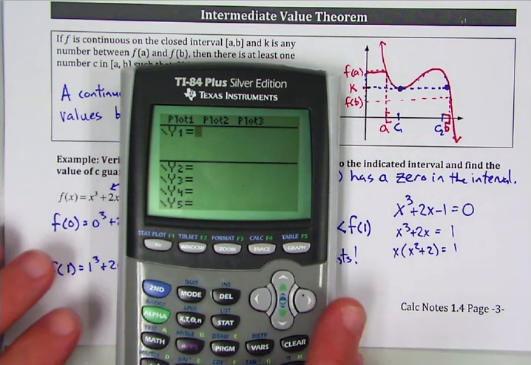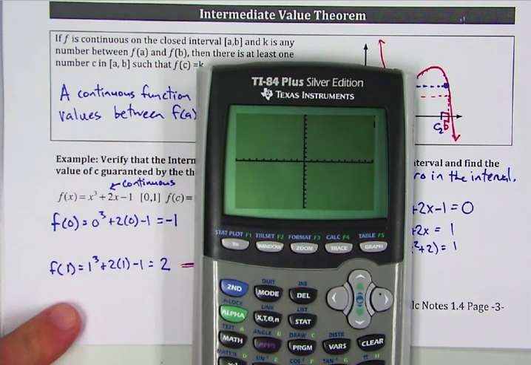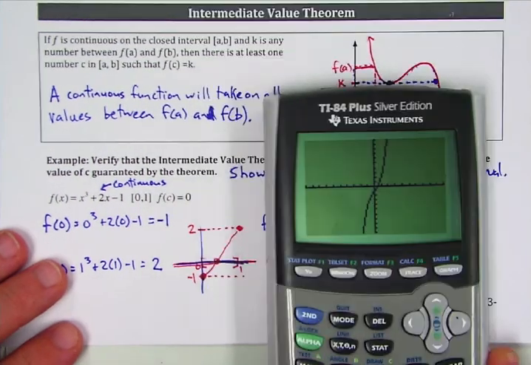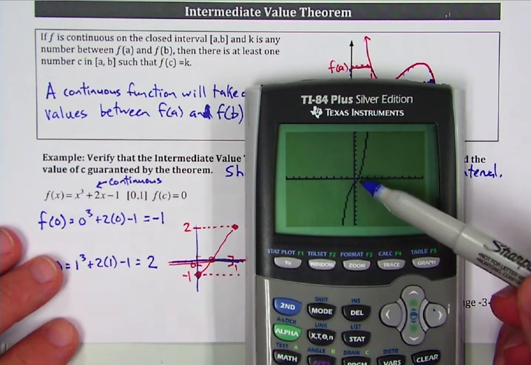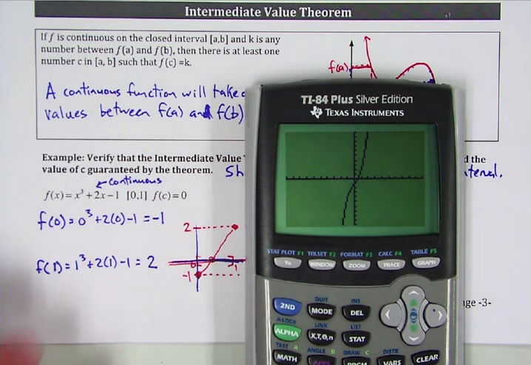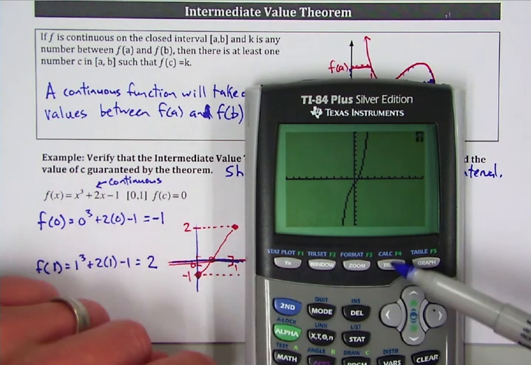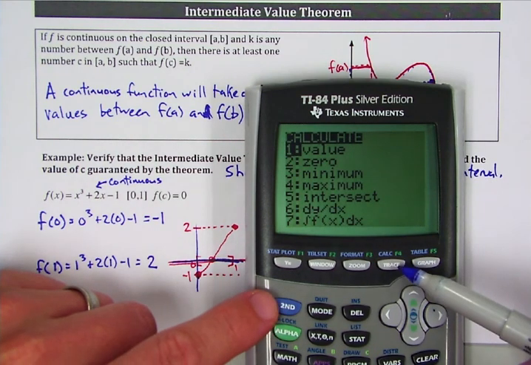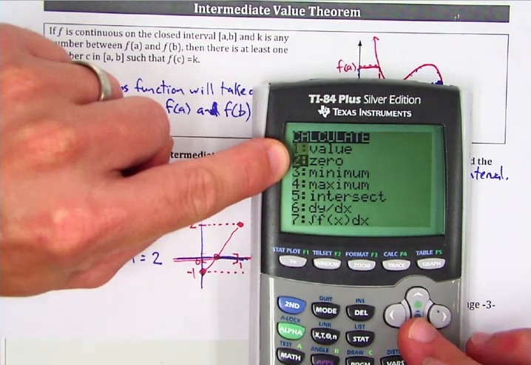And we want to put in the function x cubed plus 2x minus 1. I'm going to go ahead and hit graph. Okay. And you can kind of see we got kind of close. And you can see between 0 and 1 that it is continuous right there, and it does cross the x-axis. Now to be able to find the 0 on your calculator, you're going to go second calc. And then you're going to select 2, which is zero.